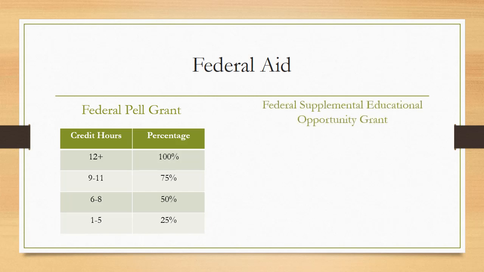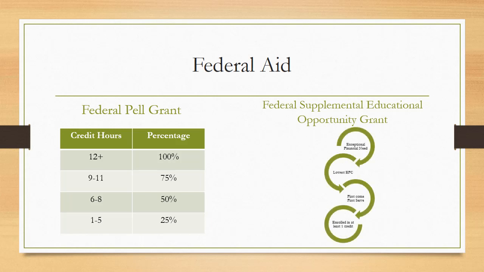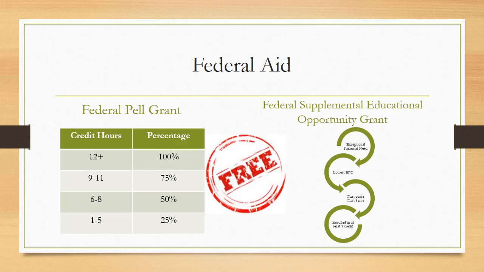The Federal Supplemental Educational Opportunity Grant, also known as the FSEOG, is another type of gift aid that does not have to be repaid. This grant is for undergraduates with exceptional financial need. Federal Pell Grant recipients with the lowest EFC will be considered first for FSEOG.